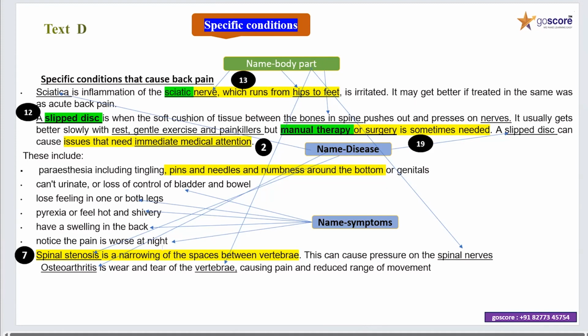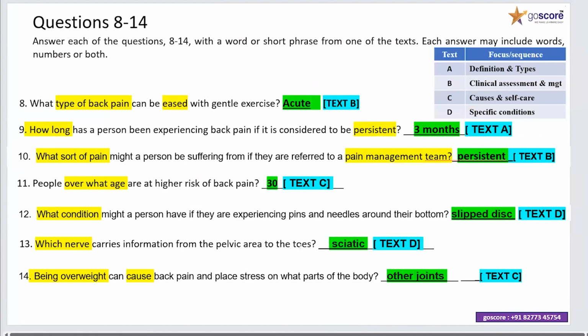Then: which nerve carries information from the pelvic area to the toes? Regarding the nerves, we have read in specific conditions, text D. So again, move there and check. See here, sciatica.